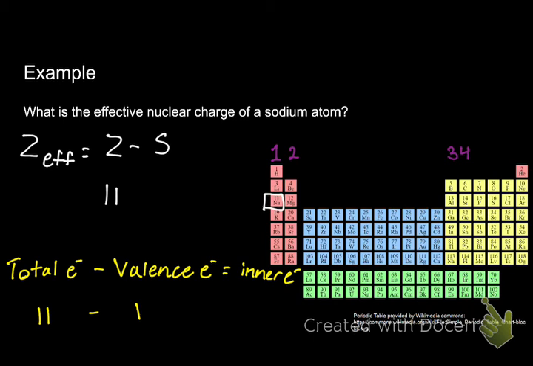So what we get is 11 total electrons minus our 1 valence electron, and that will equal our 10 inner electrons. So we are going to get 11 minus 10, which means that our effective nuclear charge of our sodium atom will be 1. And 1 will be our answer.